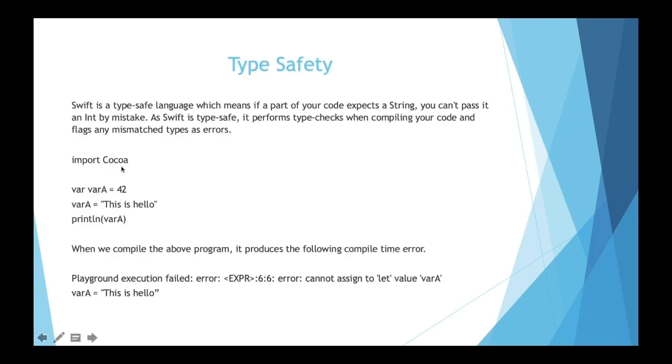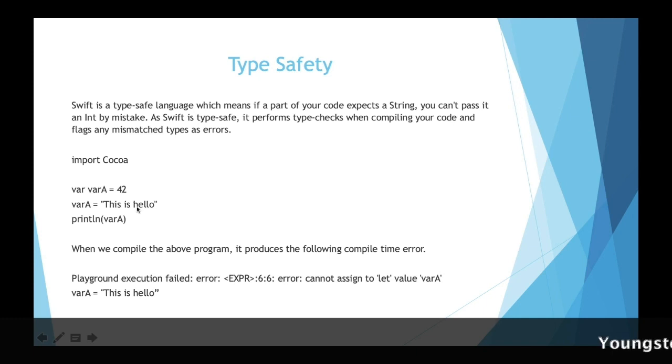Later, what is import Cocoa? So just go to var a equals 42. I have declared a var a with an int value, but later I am entering var a equals "hello" and then print a. When we compile the above code, it produces a compile time error: cannot assign to value. Var a equals "hello", right? As we have already declared that a is integer type, we cannot assign a string value. So this is type safety, a plus point of the Swift language.